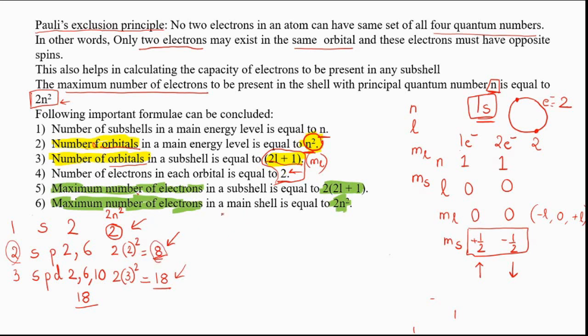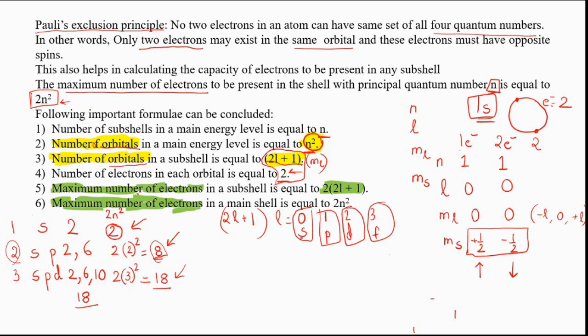Now if I apply this to 2L plus 1, it will give me the total number of orbitals for any value of L. So the value of L is equal to 0 for s, L is equal to 1 for p, L is equal to 2 for d, and L is equal to 3 for f. So this will give me the particular orbitals for particular values of the azimuthal quantum number.